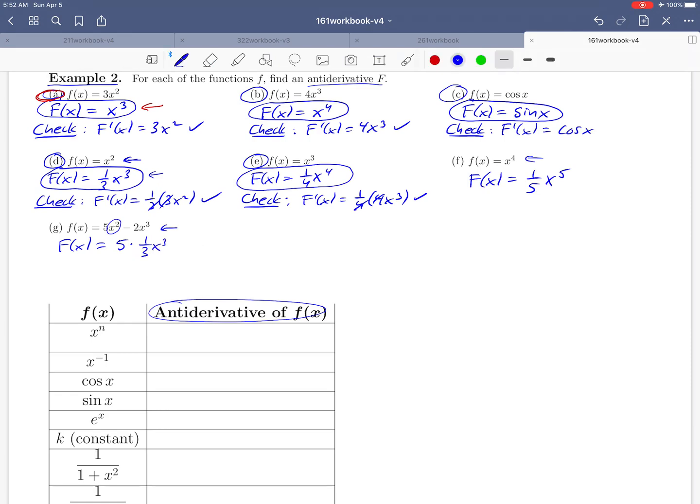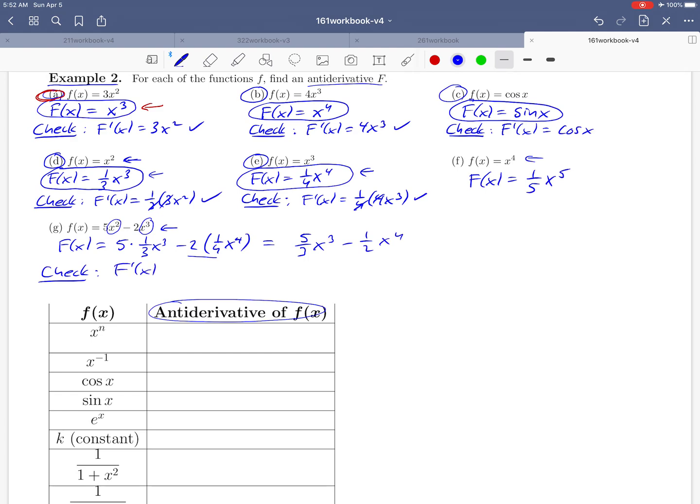Okay, and then if we move over to the negative 2x cubed, pull the negative 2 aside and ask yourself, what would an antiderivative for x cubed be? Well, that was 1/4 x cubed. Or I'm sorry, 1/4 x to the 4th. And so if we put that together, we get a possible antiderivative of 5/3 x cubed minus, let's see, 2 times 1/4 is 1/2 x to the 4th. Okay, does that work? Well, let's check it.